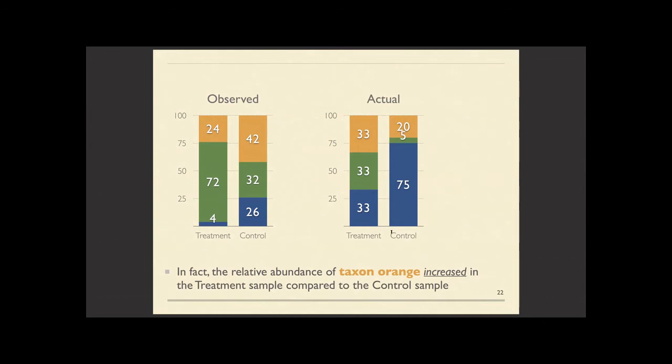What we see is that in the actual underlying biology, what we really want to be measuring, the orange taxon was actually in lower relative abundance in the control than its relative abundance in the treatment sample. But in our observed data, the effect was the other way around. So we have a complete flip in what we'd like to be determining compared to what we actually see from our relative abundance data. So how could this have happened?